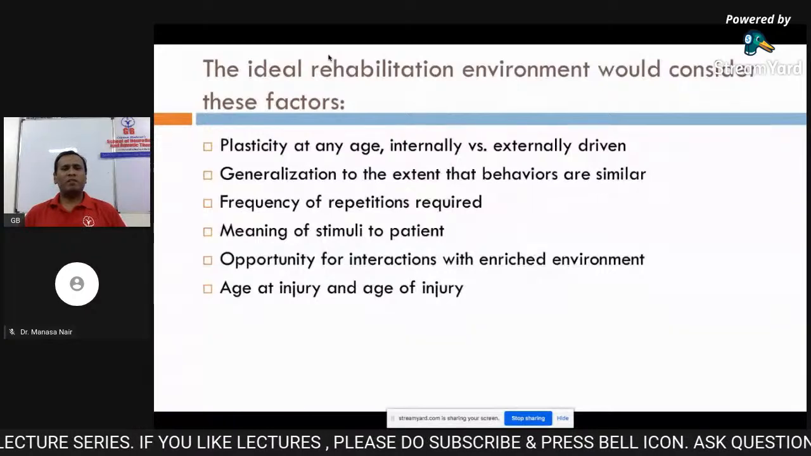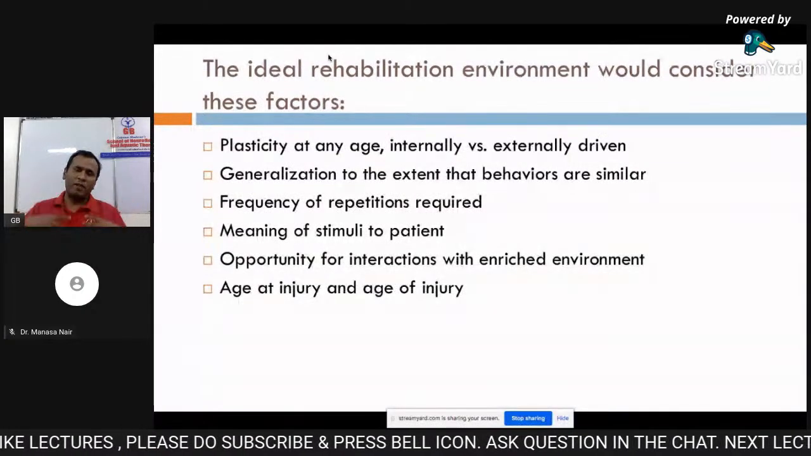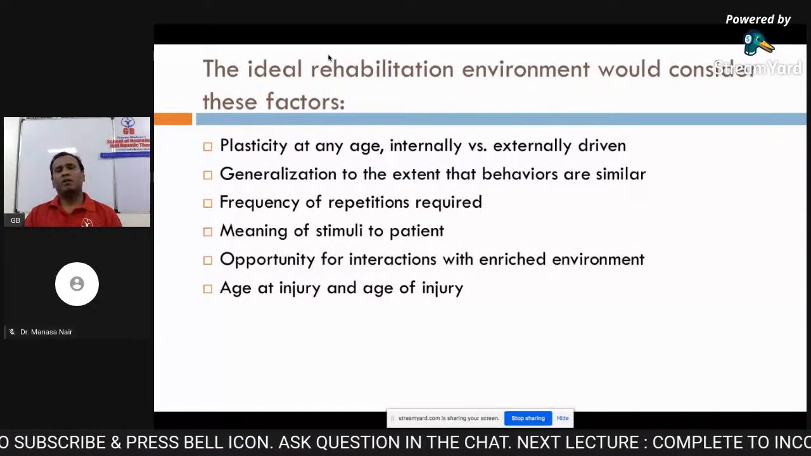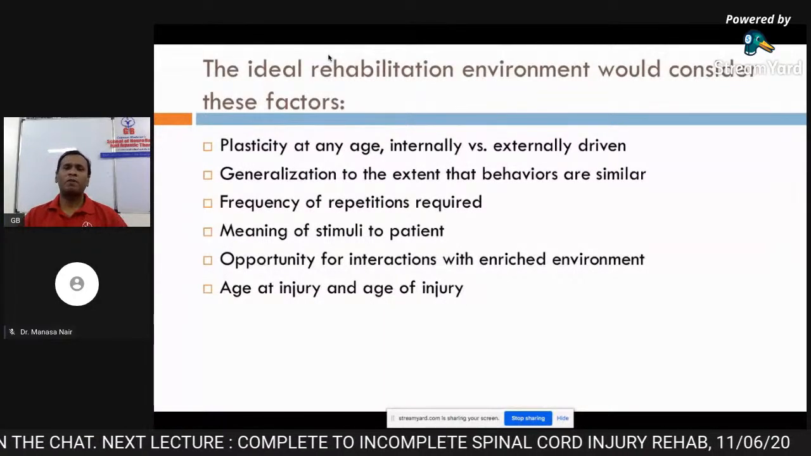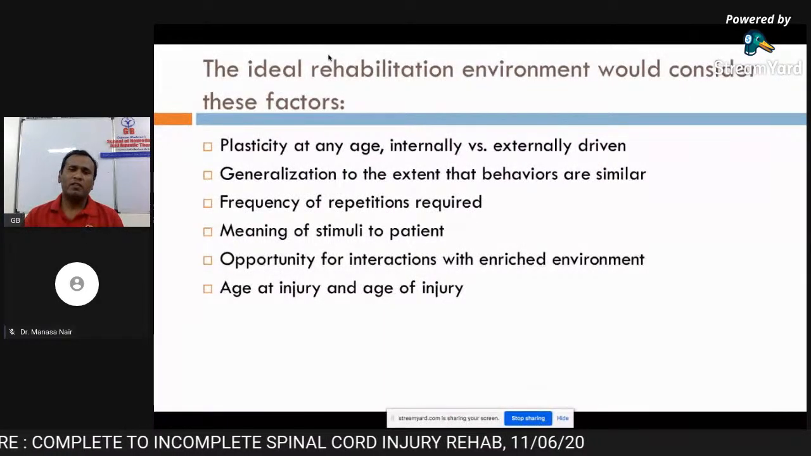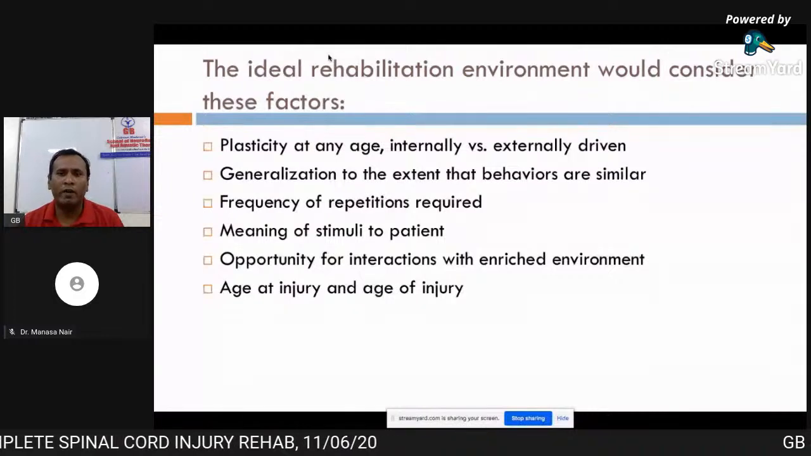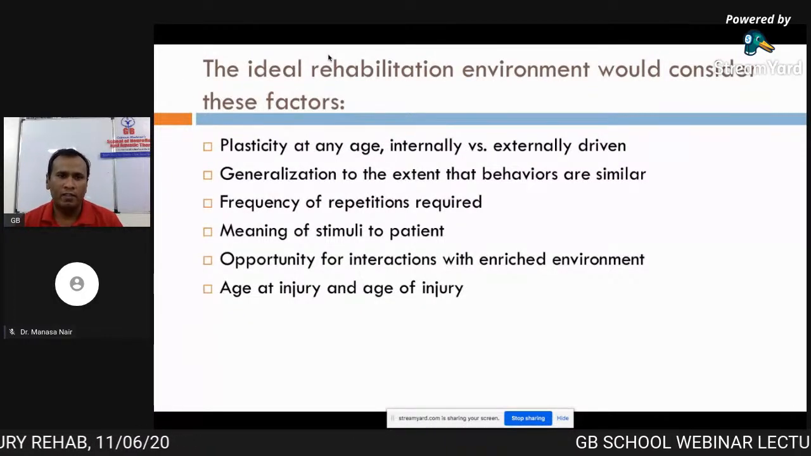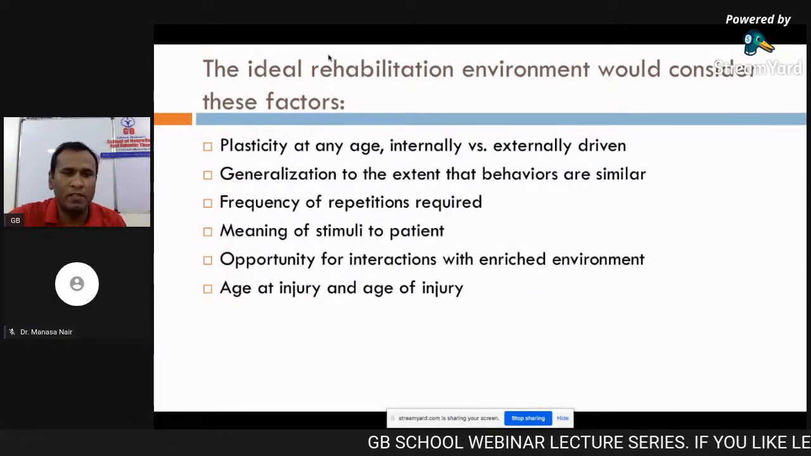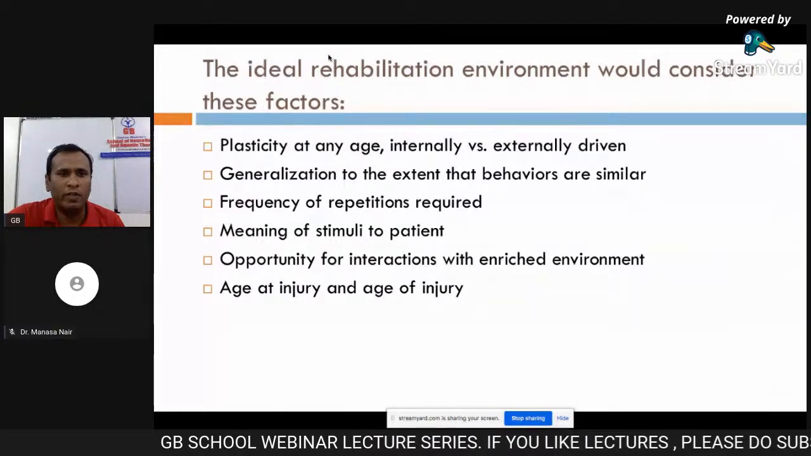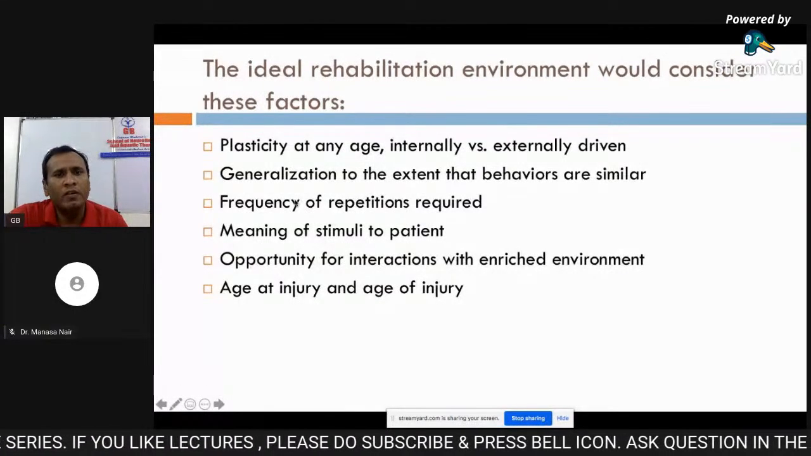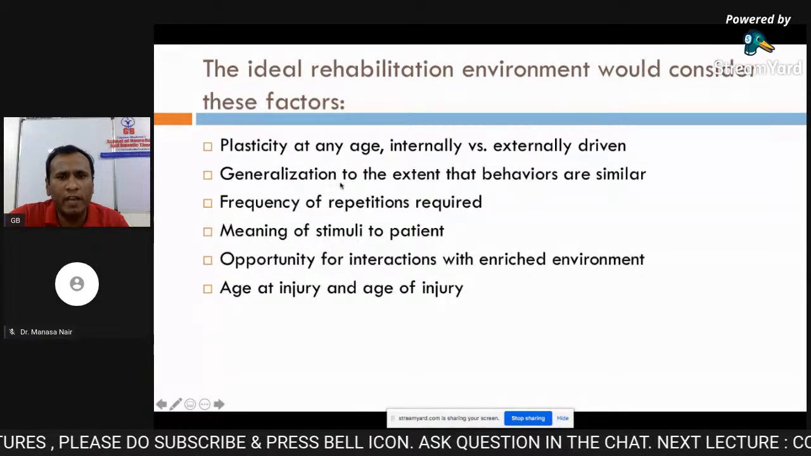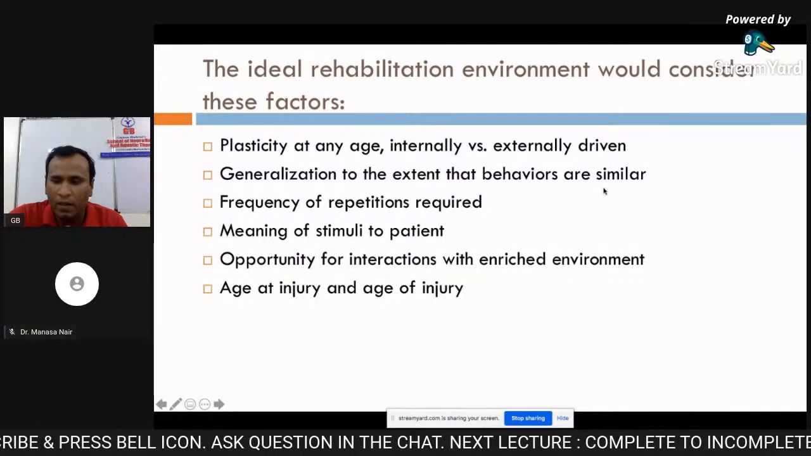Because the internal mechanisms of neuroplasticity which occur in the patient's system, we cannot control very much, especially in the neurological population. But external factors are very easy to control and modify, and this will improve the plasticity very well. And also it has to be age appropriate. Generalization to the extent that behaviors are similar.